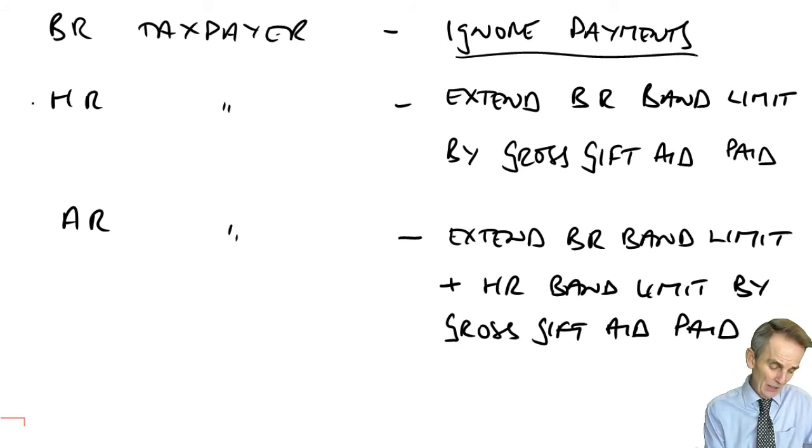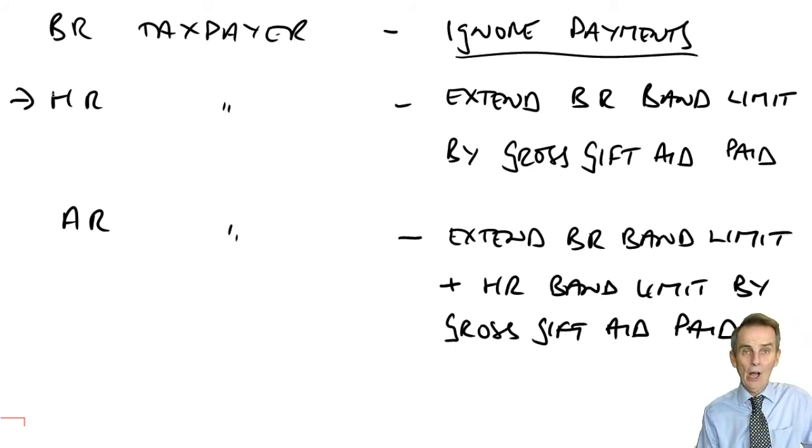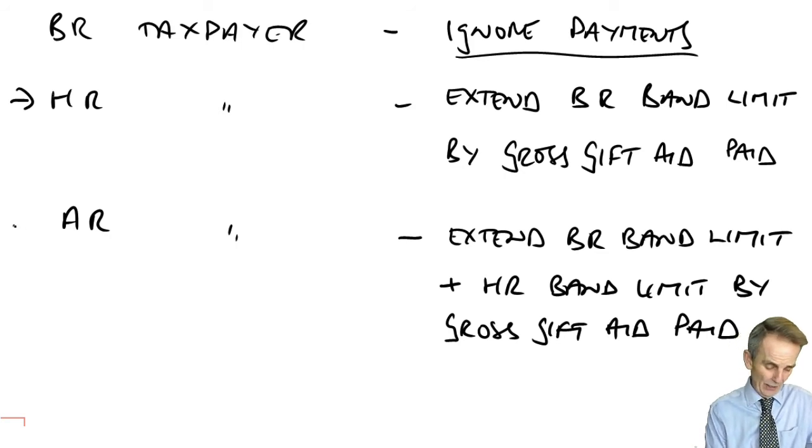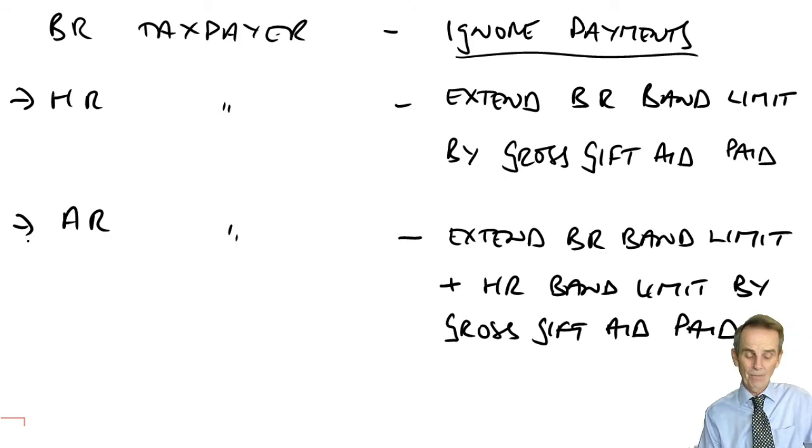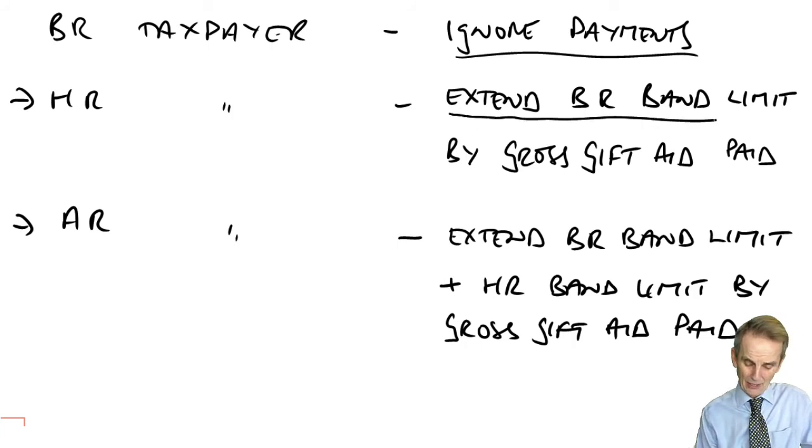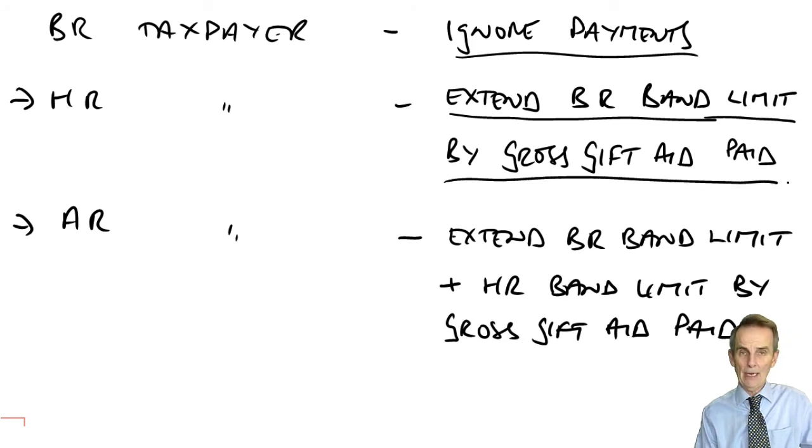It's irrelevant. If, as is more likely, you're a higher rate or the only other one, additional rate taxpayer, what do you do? If you're a higher rate taxpayer, then you extend that basic rate band limit by the gross gift aid payment made in the tax year. Extend the basic rate band limit. Now that's simple enough. All you've got to make sure of is you pick up the gross figure.